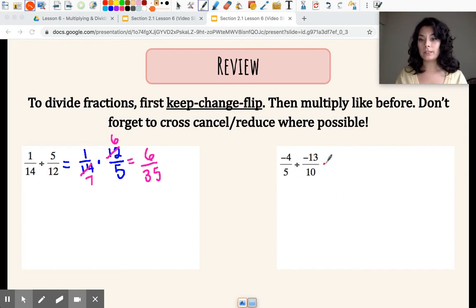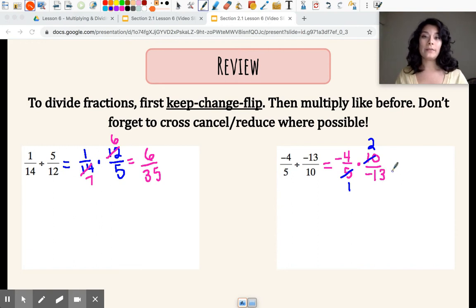Let's try this one over here. I'm going to keep that first fraction the same. I'm going to change the division to a multiply, and I'm going to flip that second fraction upside down. So it's going to be 10 over -13. And now I'm going to look for things to cross-cancel. I can't reduce 4 and 13. There's nothing that'll divide evenly into both of them, but I can divide 5 and 10 by 5. If I divide 5 by 5, I get 1. If I divide 10 by 5, I get 2.